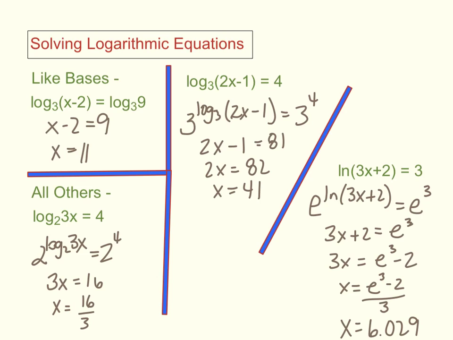Now, I kept that e to the third power and am not going to actually calculate that number until I get right here to the very bottom. Just let it act like a variable until you get everything ready to go, and then you do e to the 3, and you don't round anything, you then subtract 2, and then take that answer and divide by 3, and you'll get x equals 6.029.